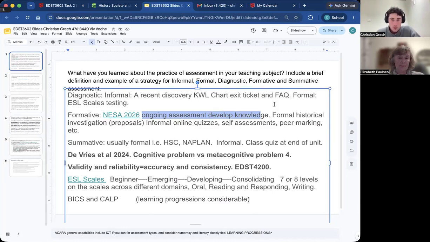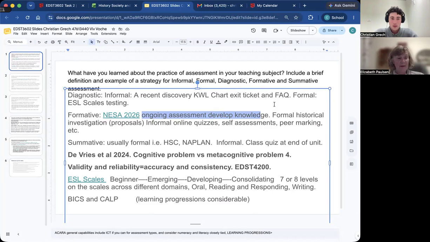So in EDST 4200 and in DeVries's article, they pretty much mention the same thing. Are you measuring, is it valid? Are you measuring accurately what you want to measure? Or is the question too hard and it's like a reading comprehension question? They presented this example of a maths question in the Year 3 NAPLAN, and the students are too busy trying to understand the question that they don't even do the maths. So you need to make sure, especially for EAL/D, that your questions are concise, simple, accurate, and measure what you actually want to look at.